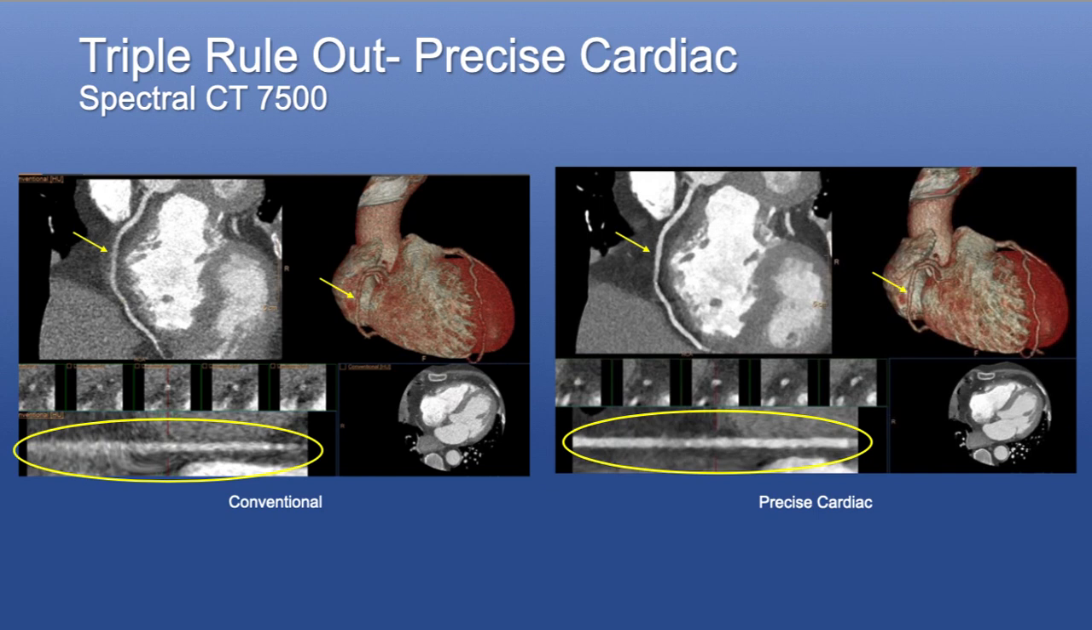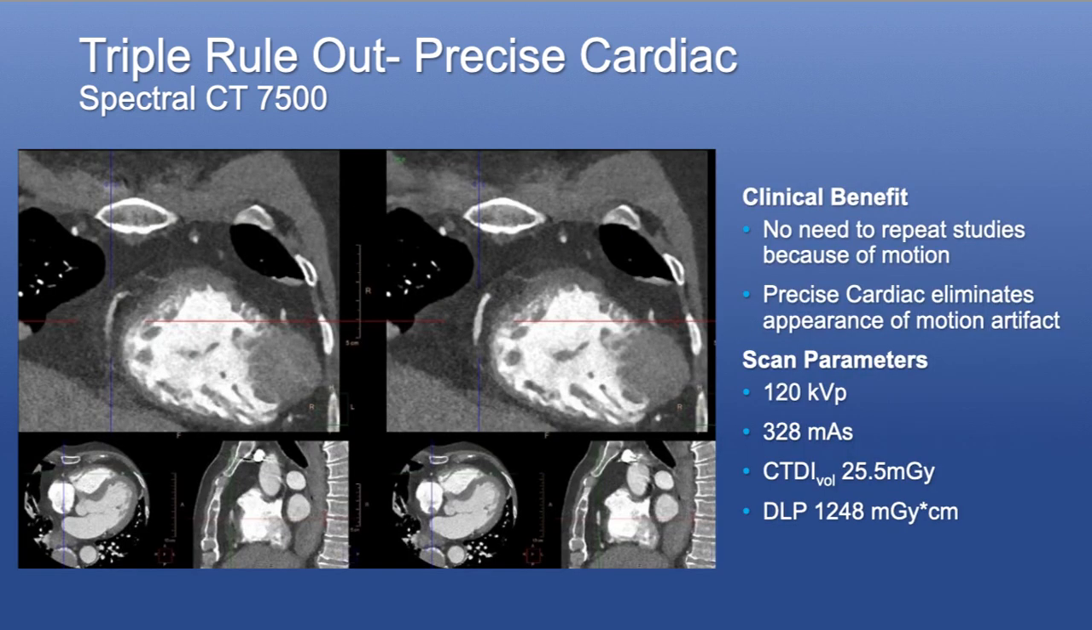In these cases, sometimes what we do is we need to reconstruct different phases, or we may need to repeat the scan. The advantage with the newer scanner, the 7500, is that we have the function of precise cardiac that can do this motion correction that we can see, and in that way we can salvage a scan. These scans with triple rule out gating usually have higher radiation, so we want to try to avoid repeating them at all costs, so we don't irradiate the patients too much, and we can just get a diagnostic result with one scan.